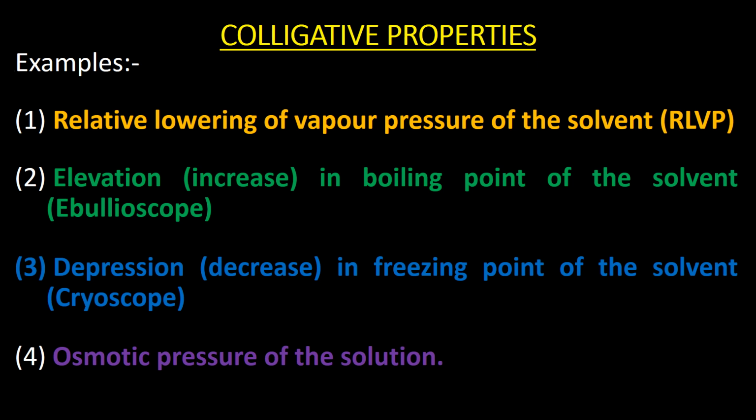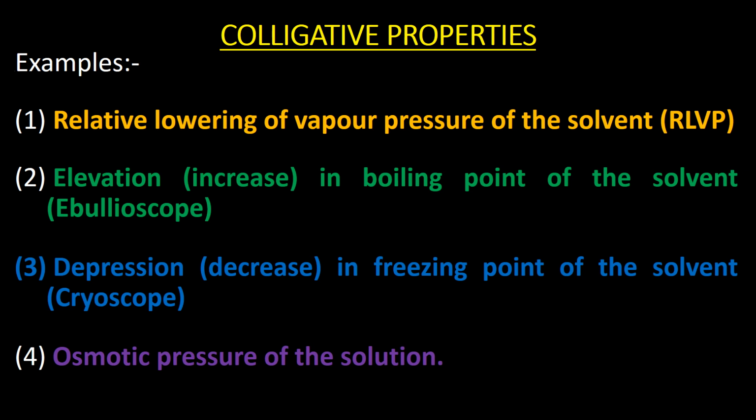There are mainly four types of colligative properties. First one is relative lowering of vapor pressure of the solvent, that is RLVP. There will be lowering of vapor pressure of the solvent when you add a non-volatile solute to the solvent.